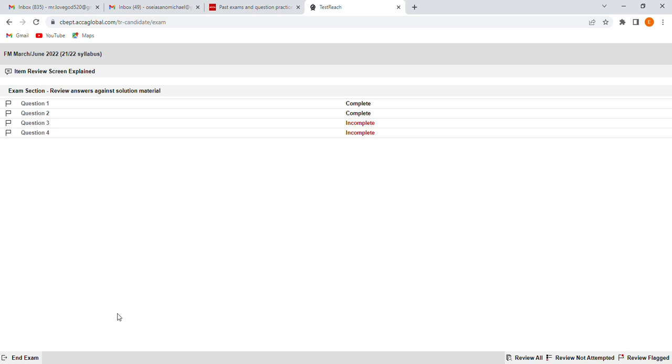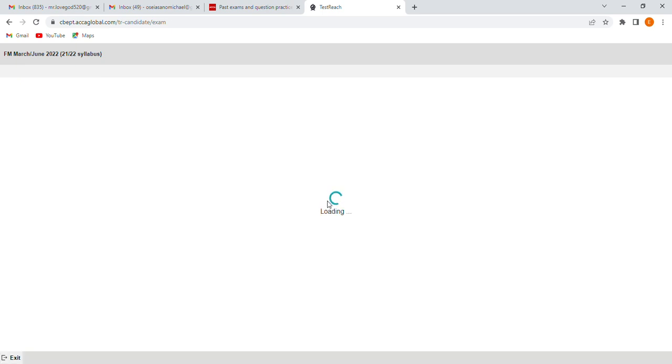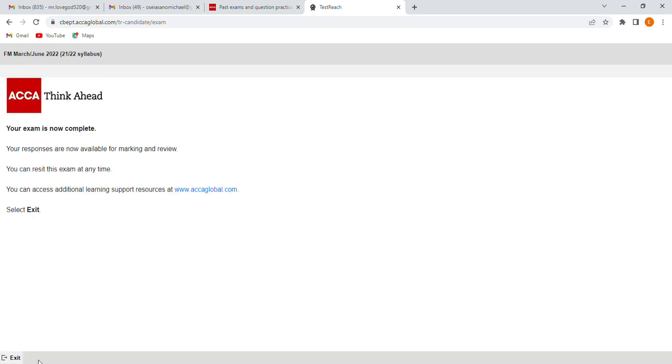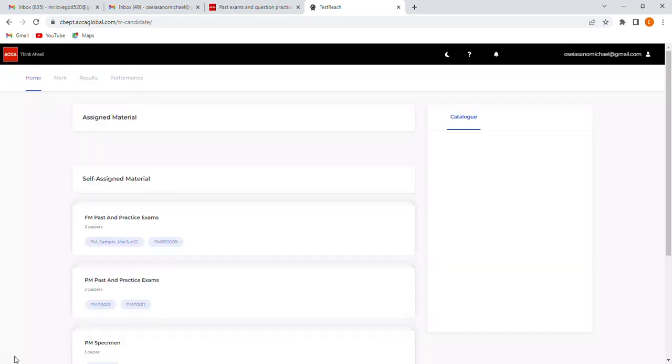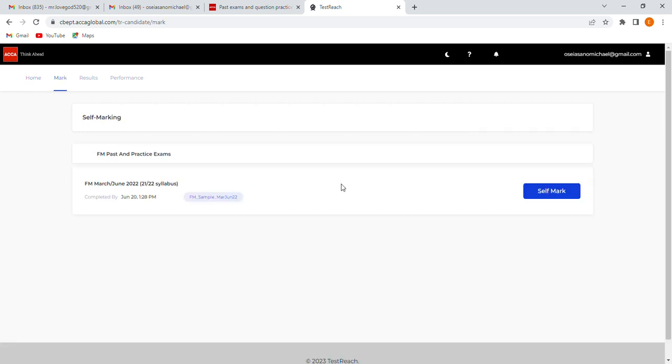So you just click end exam over here. You click on yes. You click on exit. This is how the main exam is. Now after using this practice platform, after solving it, you now come here, mark. See, there is a mark here. You click on it and the exams you did will come. Completed by June 20th, 1:28 p.m. Soft mark.